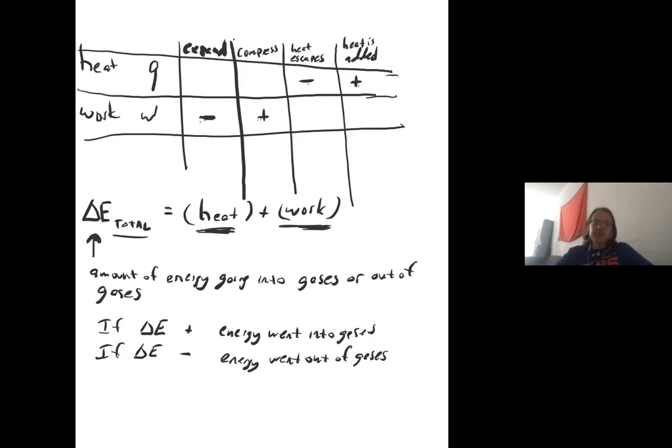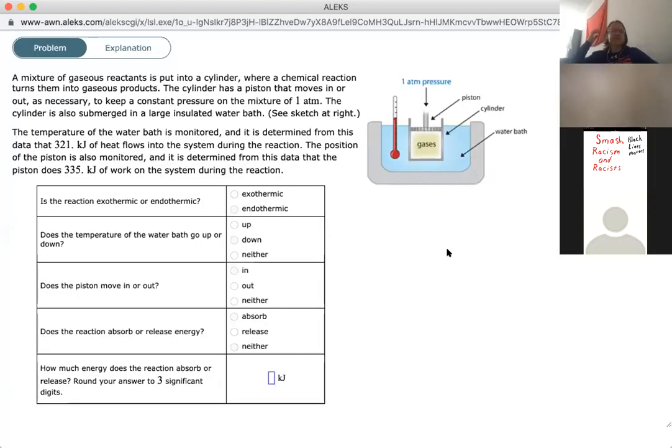So let's take a look at an example. We'll come back to that one. I think we have enough background on this now to be able to look at that problem. So let's come back to it. A mixture of gaseous reactants is put into the cylinder where a chemical reaction turns them into gaseous products. The cylinder has a piston that moves in or out to keep the pressure constant at 1 atmosphere. The cylinder is also submerged in a large insulated water bath. That water bath, we're going to use that to measure its temperature to see if energy, heat, is flowing out of the gases or into the gases. Okay.